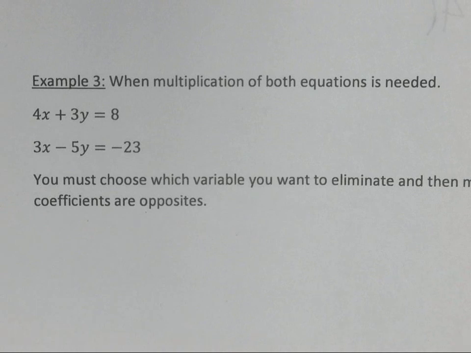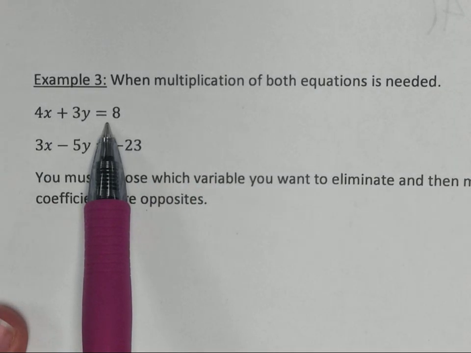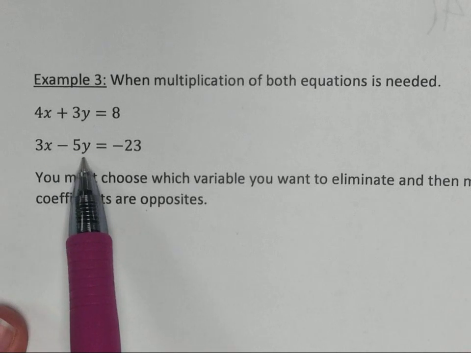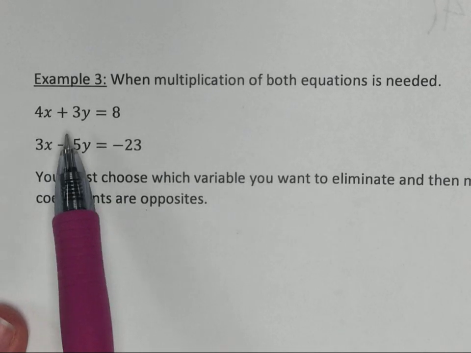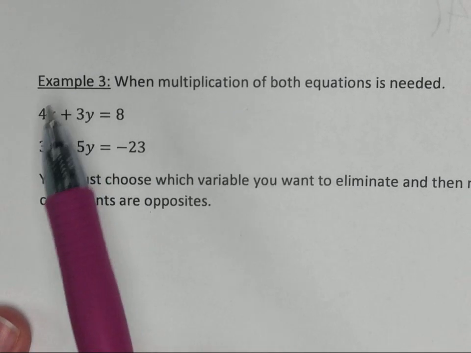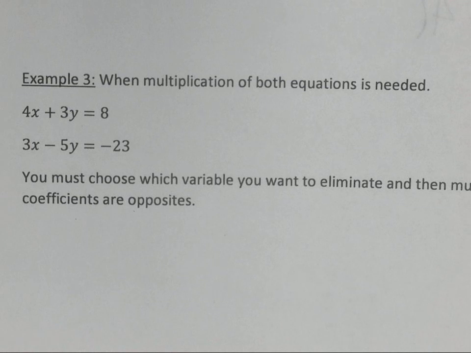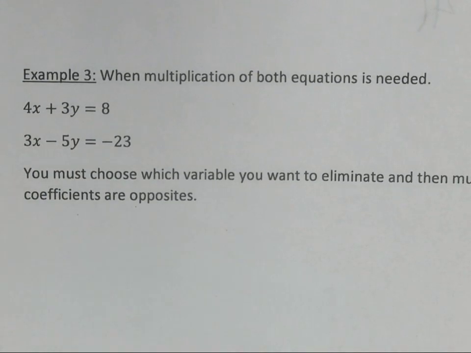It doesn't matter. So right here we have 4x plus 3y is equal to 8. And 3x minus 5y is equal to negative 23. So we have 4x and 3x. We have 3y and negative 5y. Okay? So we can change either of these. I don't care. Harrison, do you have a preference? Okay. So do you have a preference on if we cancel out the x's or the y's? You don't care? Tyler, x's?